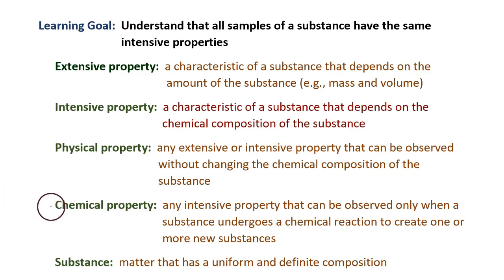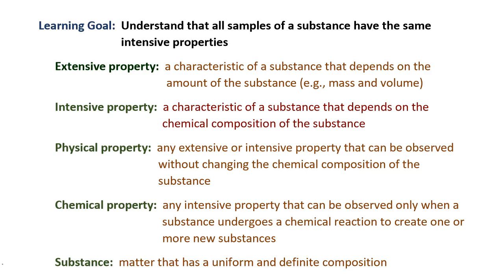You can contrast that with a chemical property. This is any intensive property that can only be observed when a substance undergoes a chemical reaction to create one or more new substances. It's a chemical property of the substance wood that it can be burned to create charcoal. That's not a physical property because you cannot observe that property without burning the wood.